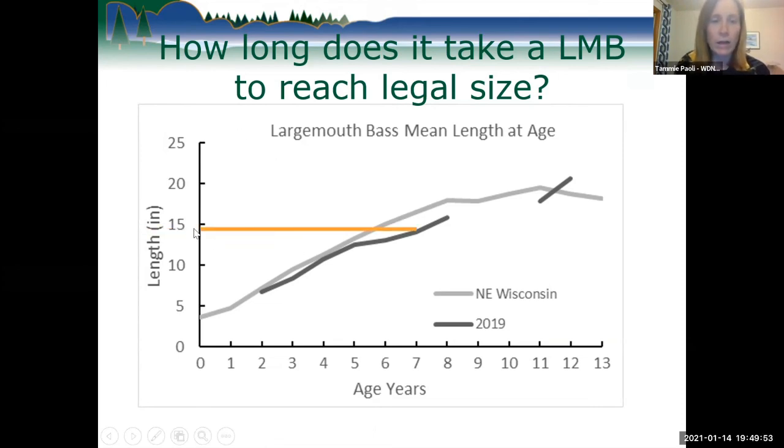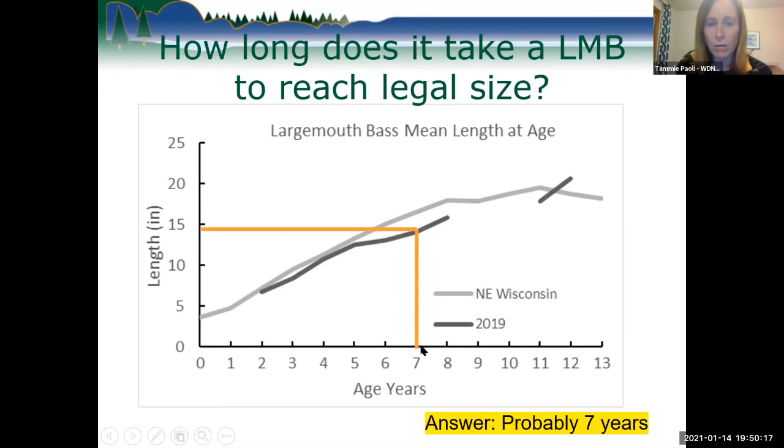So if we take a line and draw from this 14 inch across, this dark gray line is our 2019 survey results, and the light gray is other largemouth bass average ages that we would see in this part of the state. So you can see our ages of largemouth bass are a little bit under what we would typically see, with the exception of these couple up here. And then we draw that line down, boom, it comes out to about 7 years. We would typically see in an average lake, this would take about 6 years for a bass to get to 14 inches. So a little bit slower growing than what we would like to see.